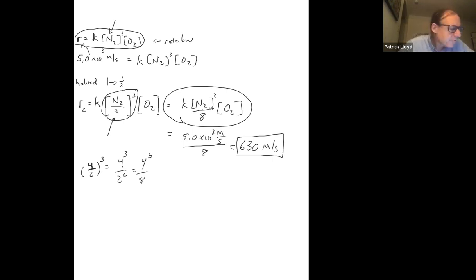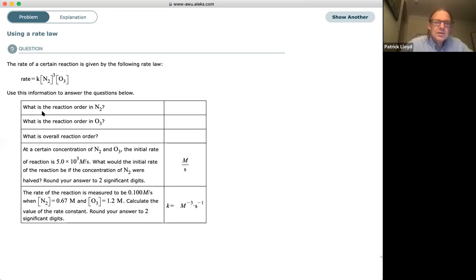There's that one. Now we have another part of this question. So let's take a look at that one. The other part of this question says the rate of the reaction is measured to be 0.100 molarity per second when N2 is 0.67 and O3 is 1.2. Calculate the value of the rate constant and then round your answer to 2 significant digits. Okay. 0.67 and 1.2, the rate is 0.10. And we want to calculate the value of K.